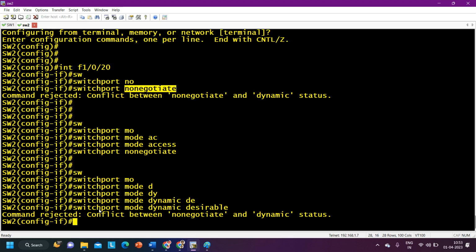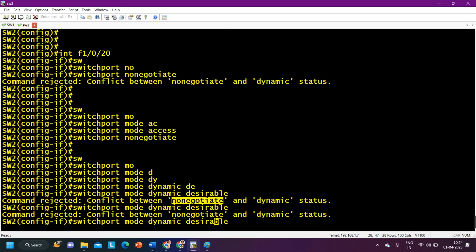And switch port mode dynamic desirable, see, I am not able to run the dynamic desirable command over here because you have disabled negotiation. Yes or no? So if you are going to configure dynamic desirable or dynamic auto over here, make sure you have configured negotiation, then only DTP will work. Okay, so I am going to remove this command.